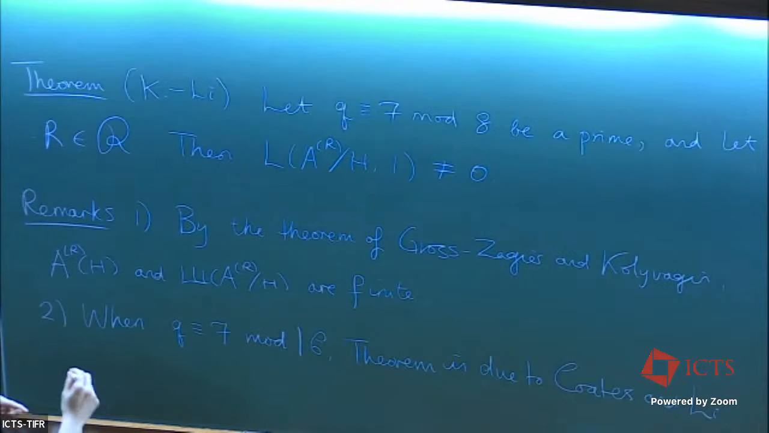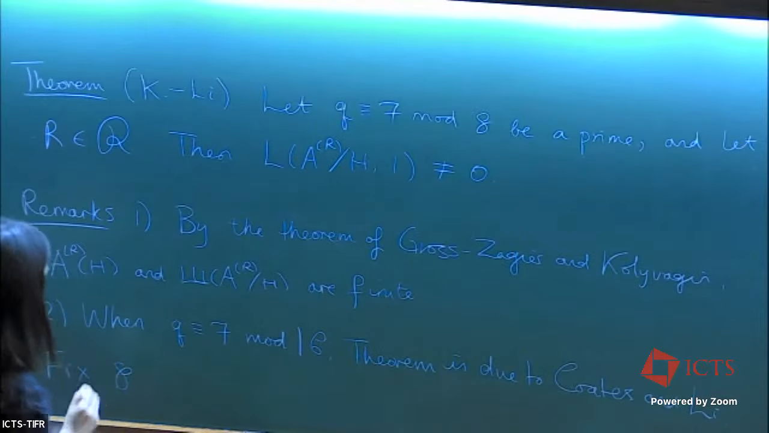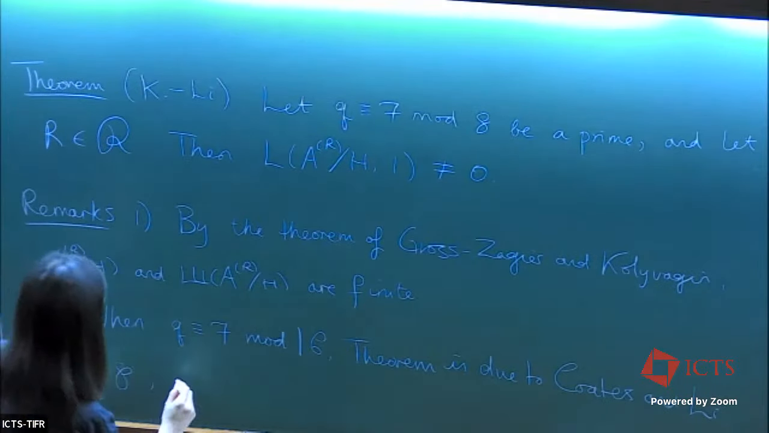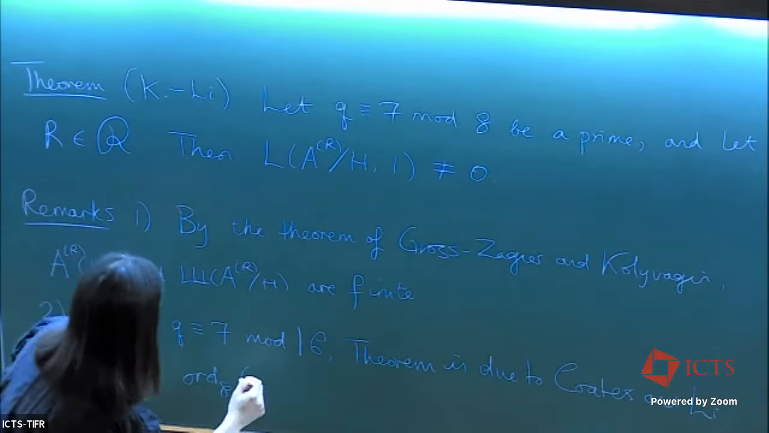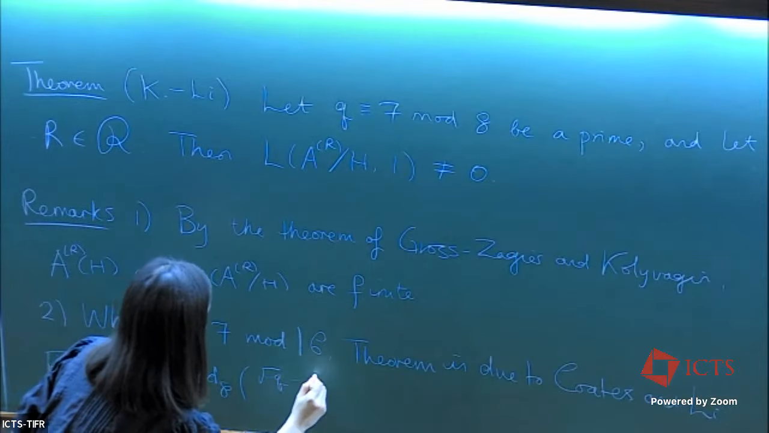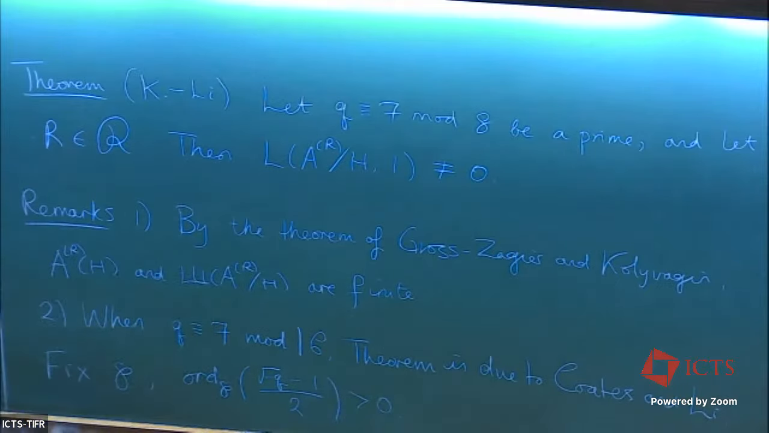So maybe this is a good time to fix a prime, one of the 2 primes lying above 2 in K. Let's pick this frak P. And you choose the sign of the square root of minus Q so that the normalized p-adic valuation of minus square root of minus Q minus 1 divided by 2 is greater than 0.